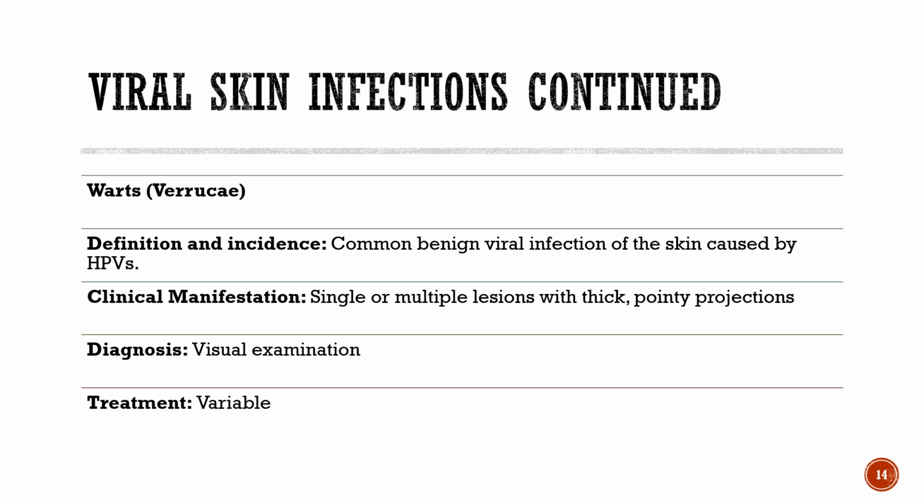The next viral skin infection is warts. It is caused by the human papillomavirus, or HPV, which is a benign viral skin infection. It is common in children and young adults, but it can appear at any age. Transmission is direct contact from person to person and auto-inoculation, with self-infection from scratching and touching. Clinical manifestations include the general appearance, which is a thick white surface with pointed projections, and can be single or multiple lesions.